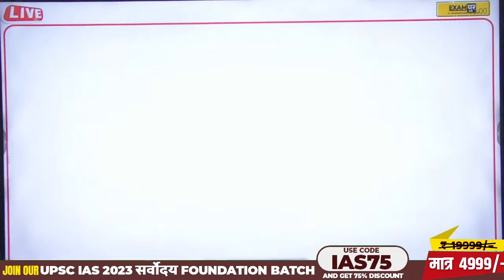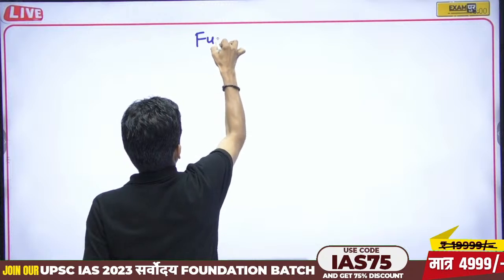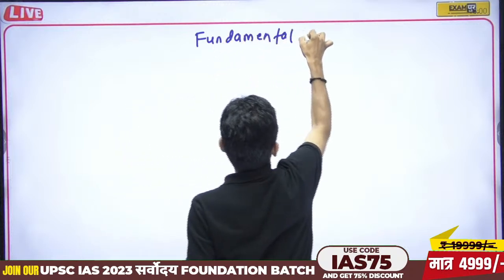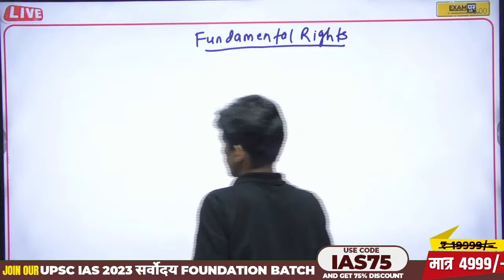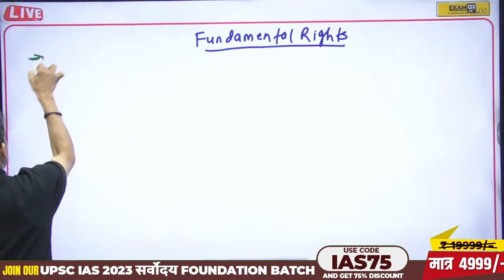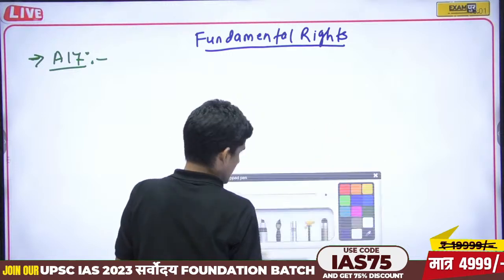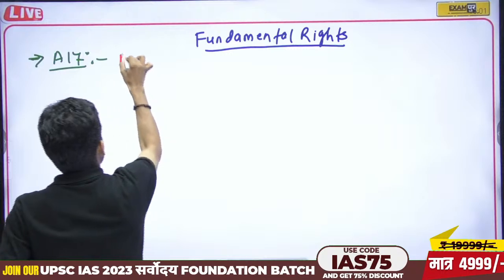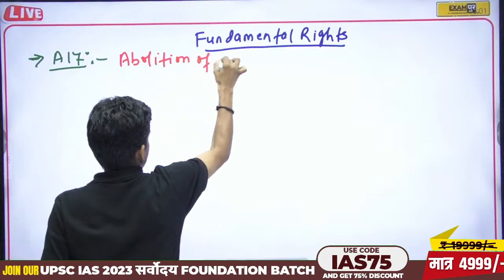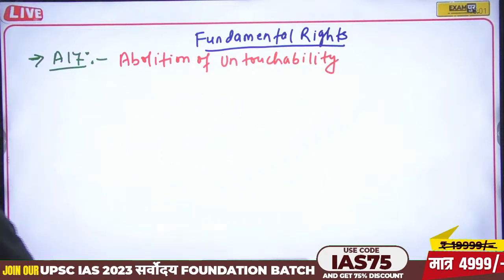Now come to the point. Fundamental rights, and we are discussing Article 17. What is Article 17 all about? Article 17 basically talks about the abolition of untouchability, in simple terms. Abolition of untouchability.